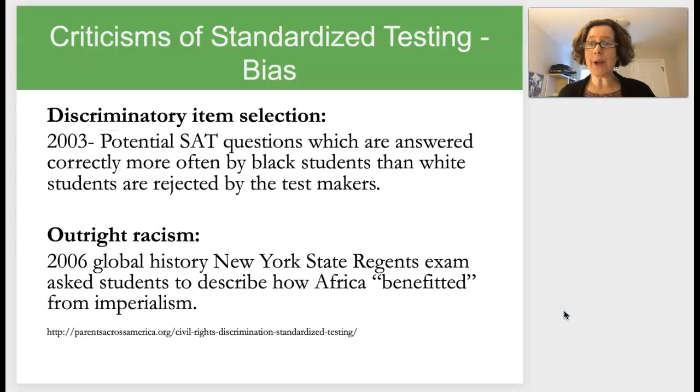Okay, here we go. Let's now look at some discriminatory item selection. In 2003, which is getting a little dated but still has some relevance, potential SAT questions were answered correctly more often by Black students. When they filled out all that information about themselves, they found that questions answered correctly by Black students more than white students were rejected. Those questions were actually rejected by the test makers, so that the test would favor the white students over the Black students.